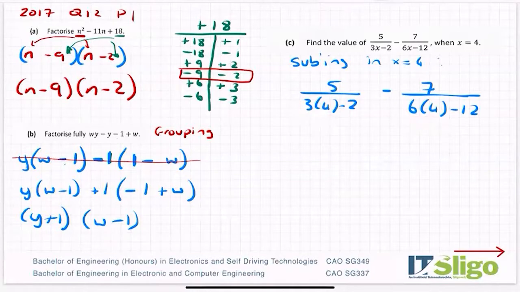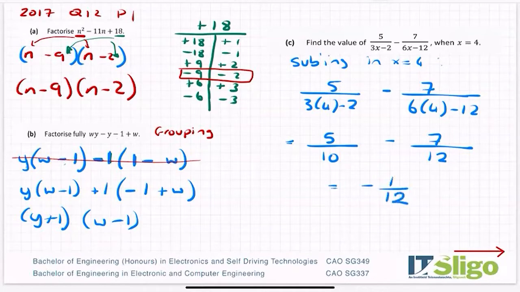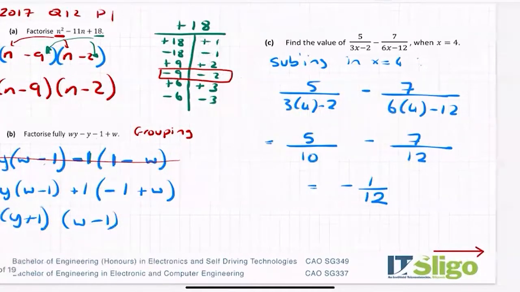Of course, you can put it into your calculator in all one go there, or you can simplify it a bit. 3 4s are 12, minus 2 is 10. You get no more marks, by the way, for this working out. 6 4s are 24, minus 12 is 12. Okay, and now I have to get a common denominator and stuff, or use my calculator. And I am getting minus a 12th for that. Okay, so that was part C. I can see there's more in this question because I have an arrow here.